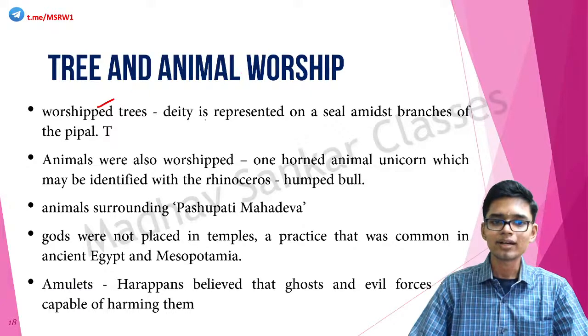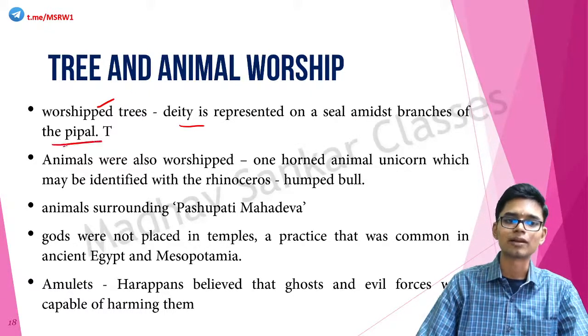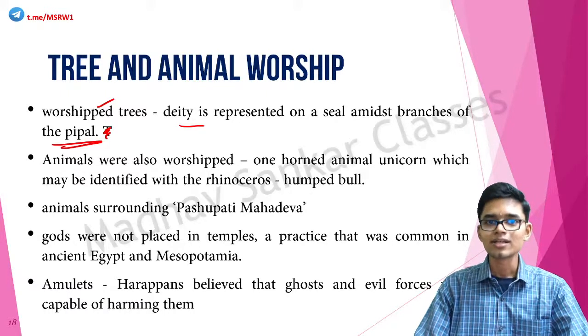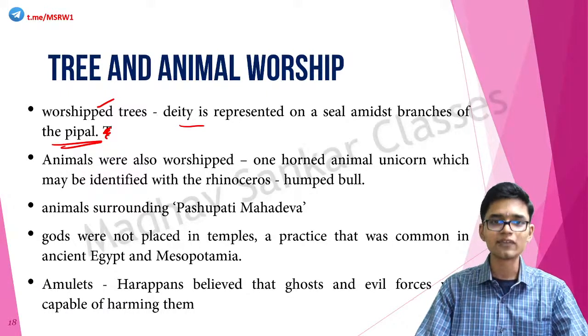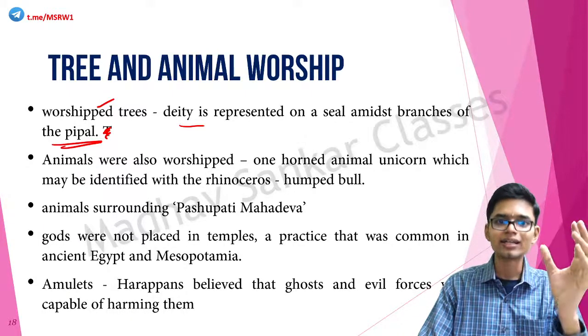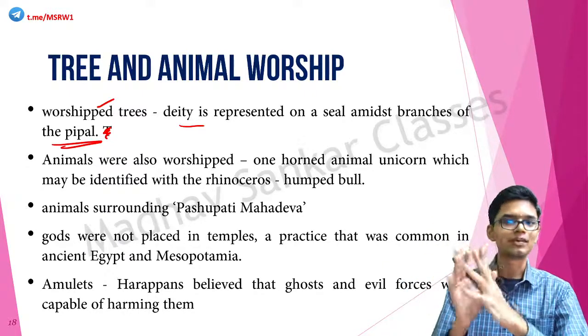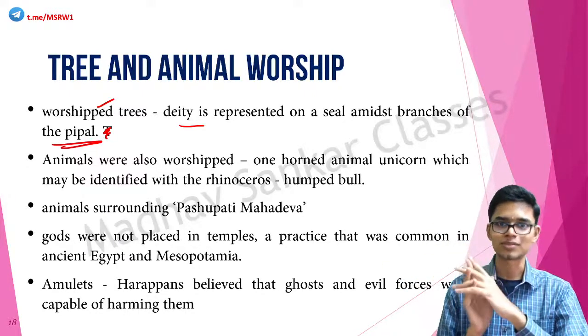We have a deity represented on a seal amidst the branches of a peepal tree. Even now, even in modern day India, we worship the peepal tree. So we have a seal from Indus Valley civilization where a deity is shown amidst the branches of a peepal tree. So obviously, trees were also worshipped during those times.